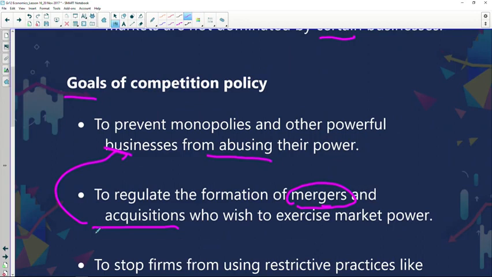So these two things need to be monitored quite carefully, and the competition policy is there to ensure that these are monitored and regulated in terms of mergers and acquisitions of new businesses, because this could influence the market power that those businesses could possibly have.